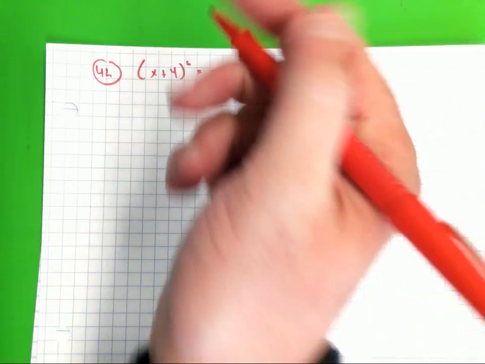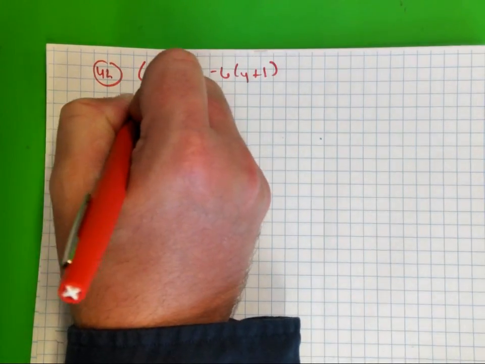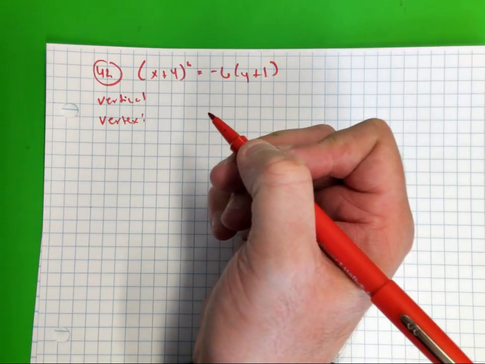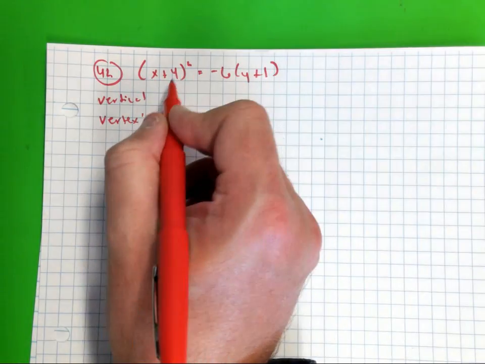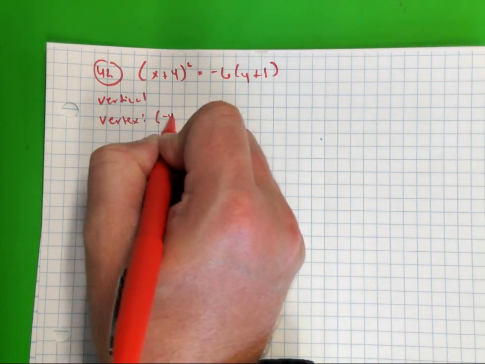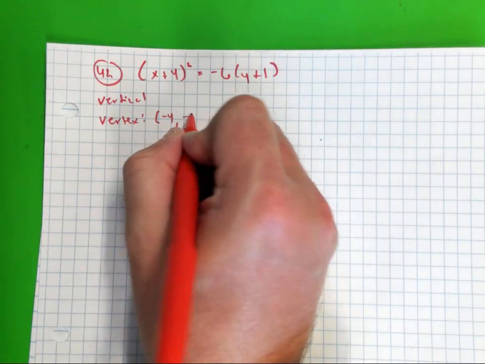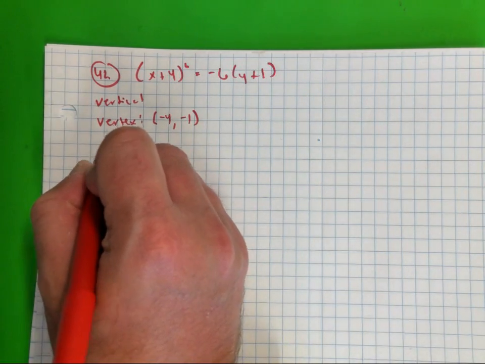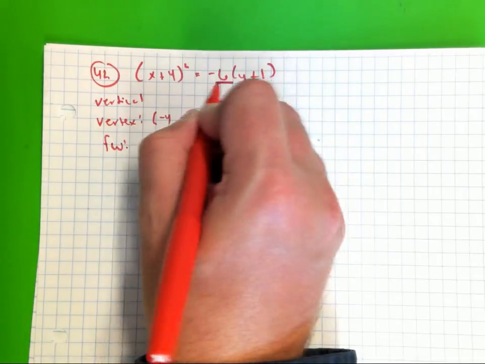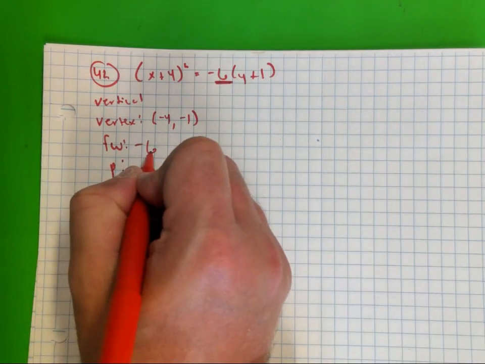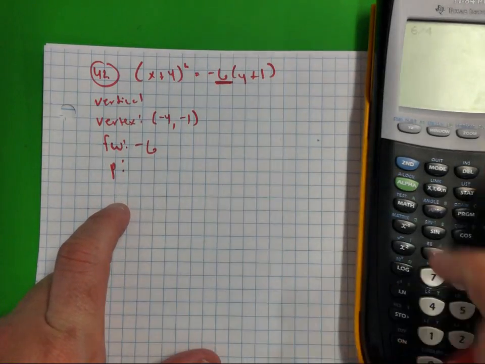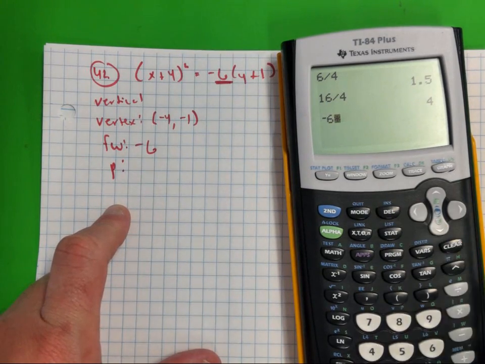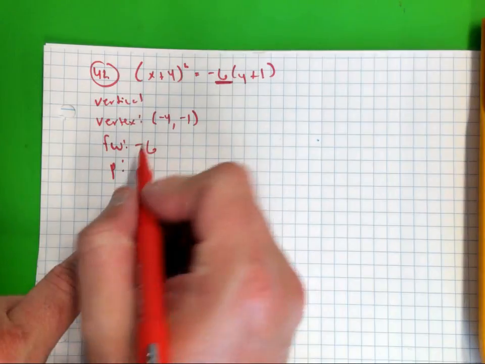All right, the x comes first, so it's going to be opposite what you think, so that's vertical. Vertex. All right, we have parentheses, so what goes with x? So I see +4, I'm putting -4. I see 1, I'm putting -1. All right, the focal width is this number here, -6. P-value, take this, divide it by 4 once again. -6 divided by 4, get -1.5.